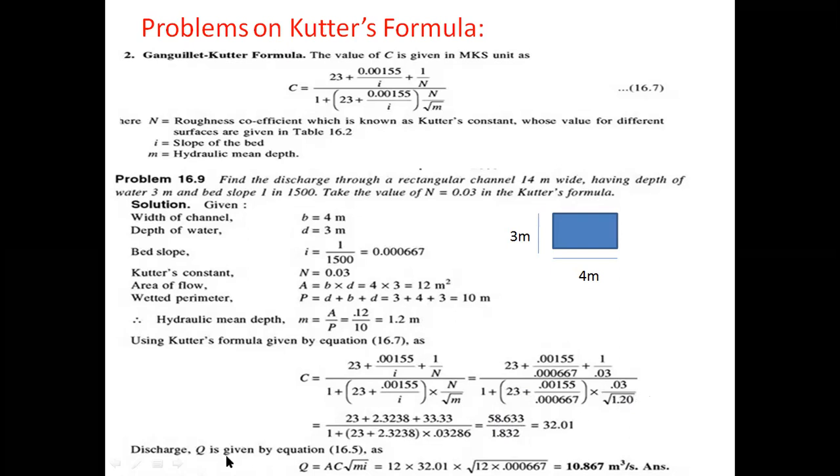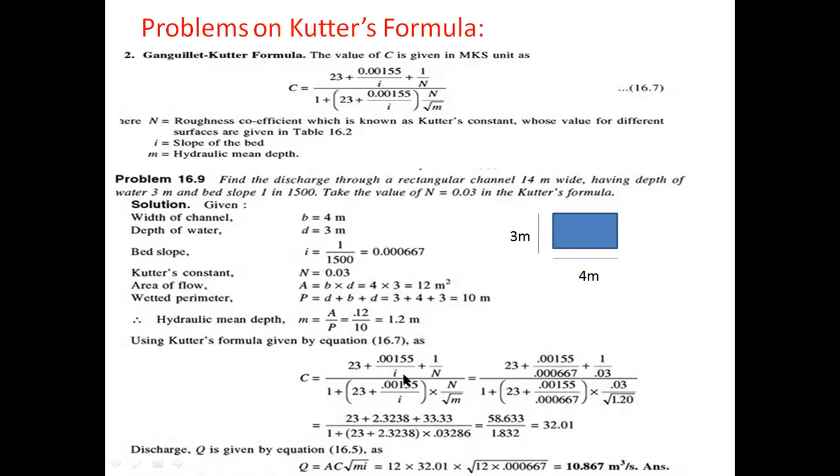Finally, the Chezy's constant C by using Kutter's formula comes at 32.01. So put the values in the discharge formula, Q equals A C root of M I. Area of the channel is 12, into Chezy's constant 32.01, into root of hydraulic mean depth 1.2 into I value 0.000667. Finally, the discharge value is coming as 30.867 cubic meters per second.